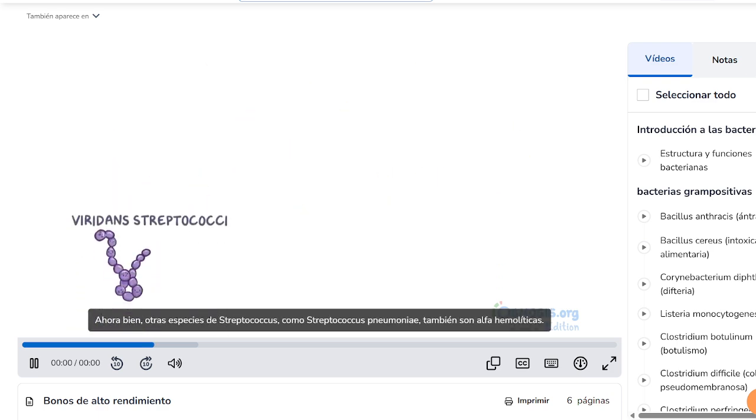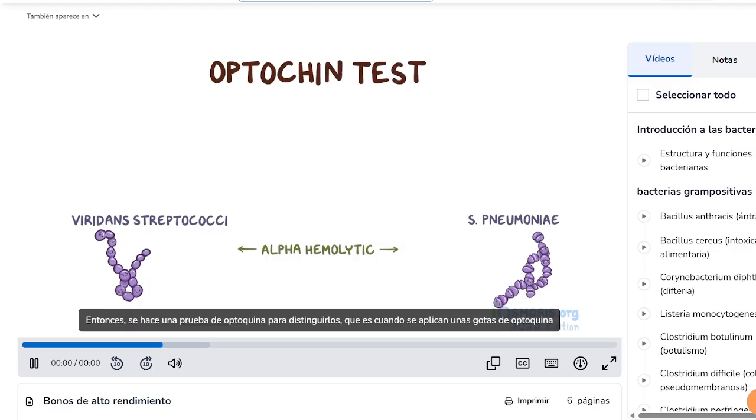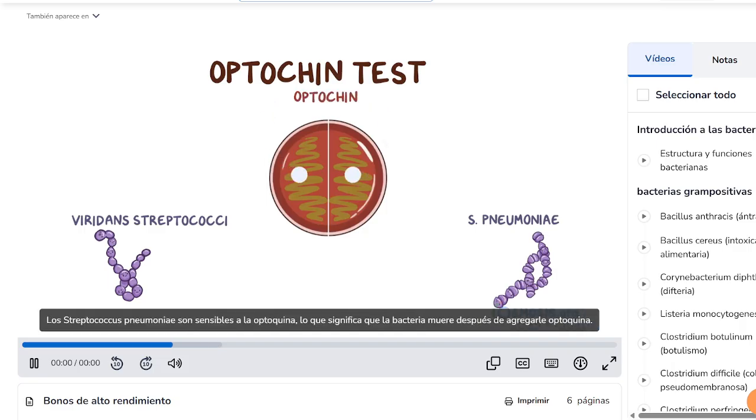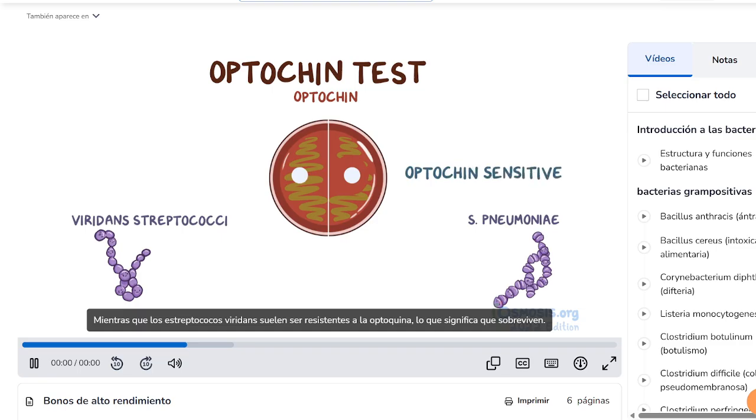Now, other Streptococcus species, like Streptococcus pneumoniae, are also alpha hemolytic. So an optochin test is done to distinguish them. That's where an optochin-containing paper disc is placed on a plate of blood agar that has been inoculated with the bacteria. With strep pneumoniae, the growth of the bacteria is inhibited in the zone that surrounds the optochin disc, meaning that strep pneumoniae is optochin sensitive. On the flip side, viridans streptococci are optochin resistant, meaning there's no inhibition of growth around the optochin disc.